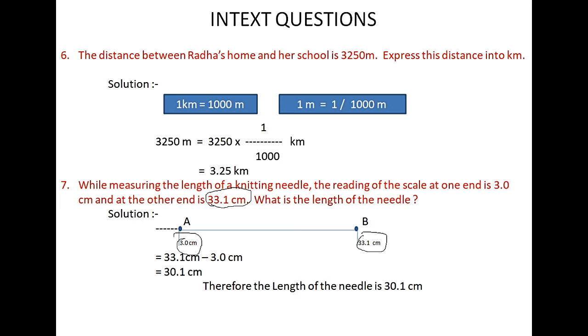The final value is 33.1 centimeter. The initial value was 3.0 centimeter, that is 3 centimeter. Therefore, final value minus initial value is equal to 30.1 centimeter. Therefore, the length of the needle is 30.1 centimeter. So that's all about the problems based on the in-text questions. The other questions are simply theoretical questions.